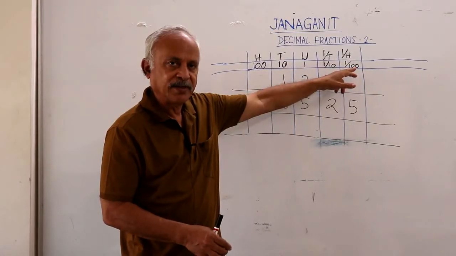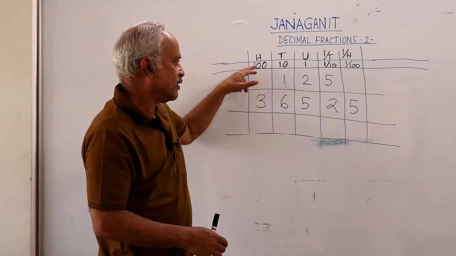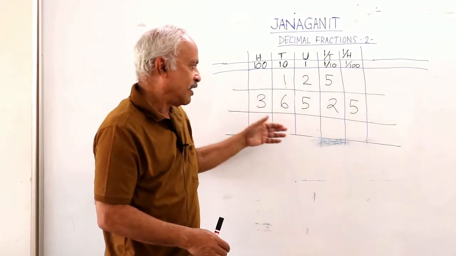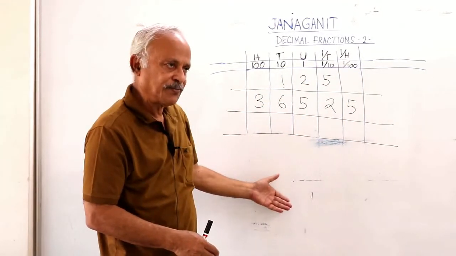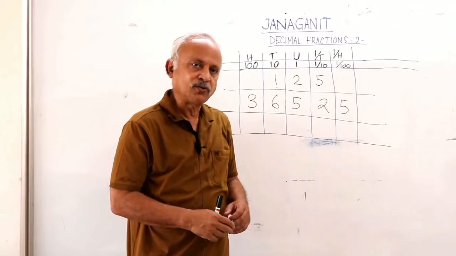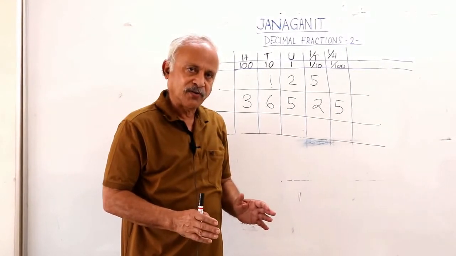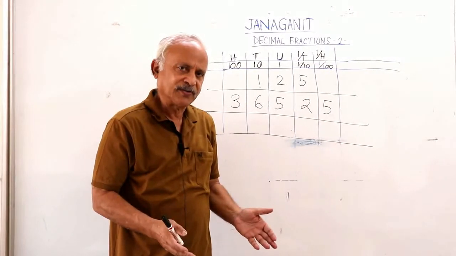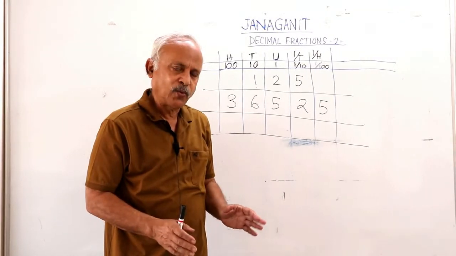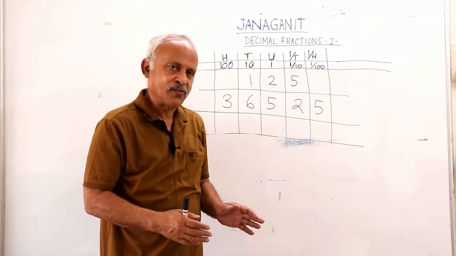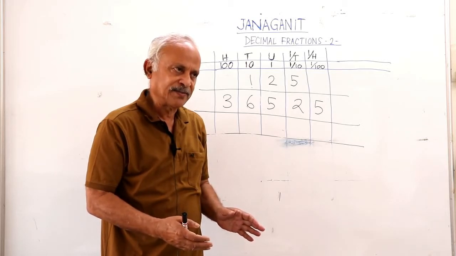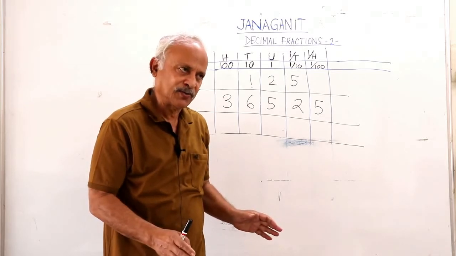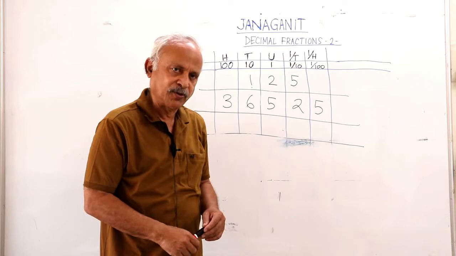You can write the names of the houses in numerals 100, 10, 1, 1 by 10, 1 by 100. And now we know a third way of writing using the decimal point. When we use the decimal point, we don't need to write the names of the house. That's all. Decimal point is not really a new concept. It just tells us where is the house of ones and which is the house of 1 by 10s. Once you know where the decimal point is, you know the names of all the houses. That is the purpose of the decimal point.